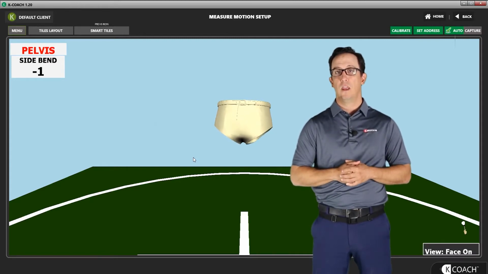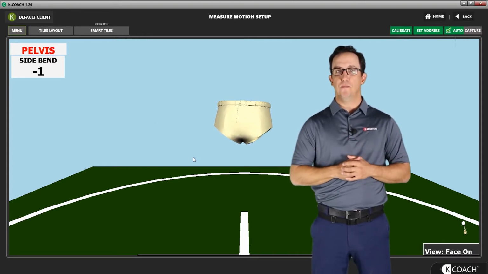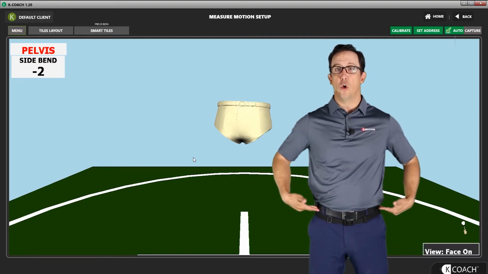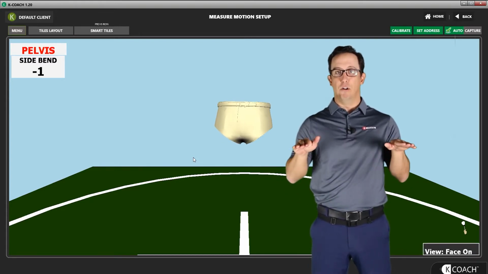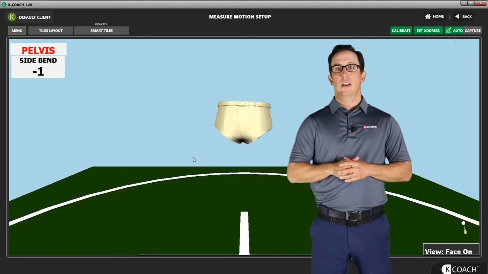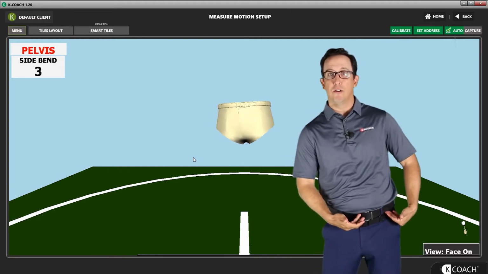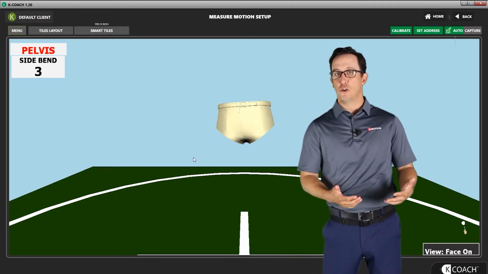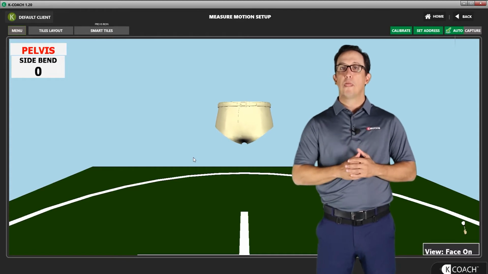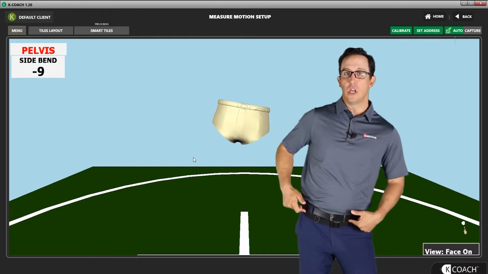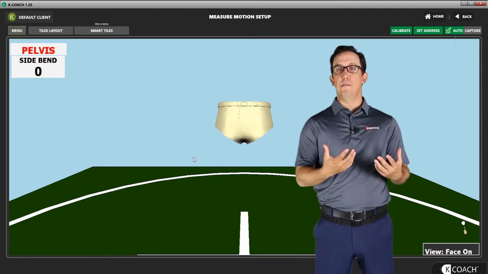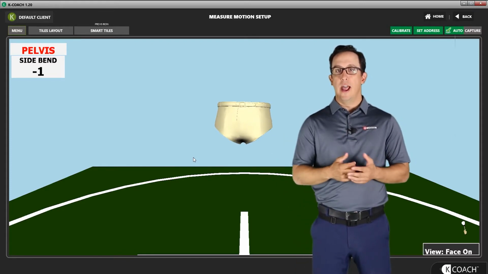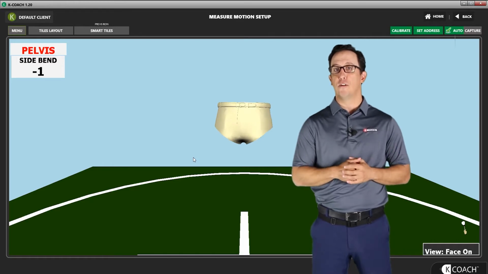At the address position, we look to see pelvis side bend at around 0 degrees, or both sides of the pelvis being completely level at the same height. If the lead hip is slightly higher than the trail hip, that's not a major red flag, but it would be if the trail hip was higher than the lead hip. This would be a more steep influence early on and can be harder for the golfer to recover from in their backswing.